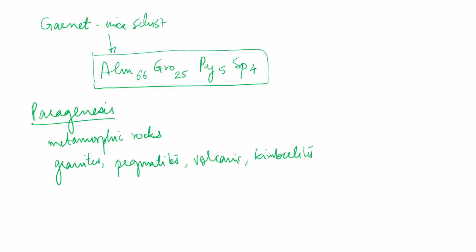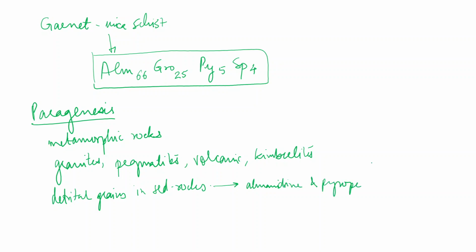And in sedimentary rock, it specifically occurs as detrital grains in sedimentary rocks. The commonest detrital varieties are almandine and pyrope. So these are the most common varieties of garnets, almandine and pyrope. Okay, all right.